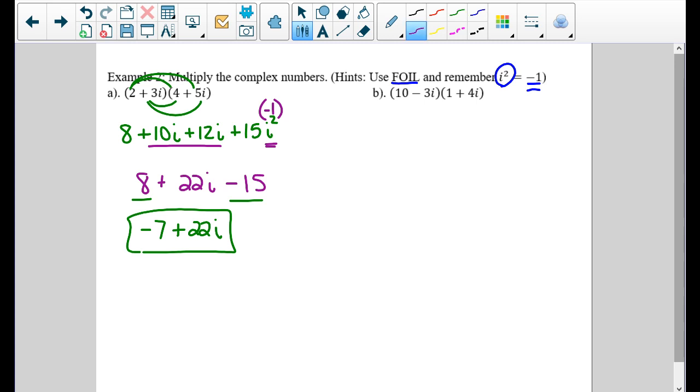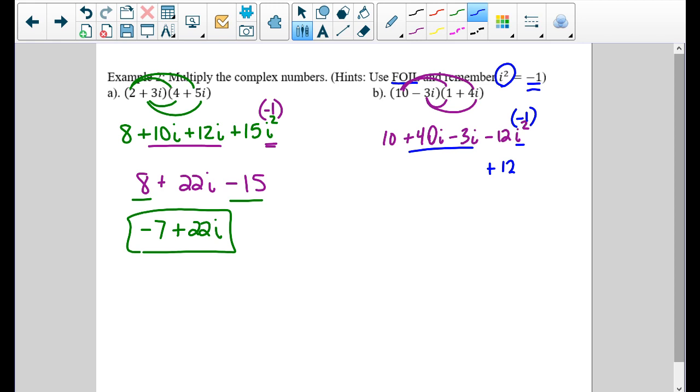So let's do letter B. Multiplying our 10: 10 times 1 is 10. 10 times 4i is a positive 40i. Negative 3i times 1 is a negative 3i. And then negative 3i times a positive 4 is a negative 12i squared. So again, this i squared is going to give me a negative 1, so that makes this a positive 12.